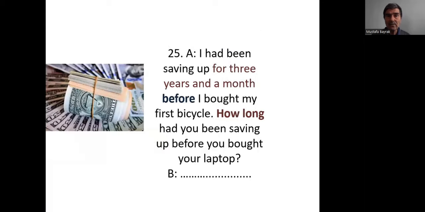Okay. 25A. I had been saving up for 3 years and a month before I bought my bicycle yesterday. So yesterday I bought my bicycle, but I had been saving up for 3 years and a month before I bought it. How long had you been saving up before you bought your laptop? I had been saving up money for 3 months before I bought my laptop.